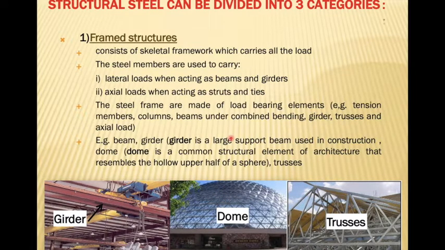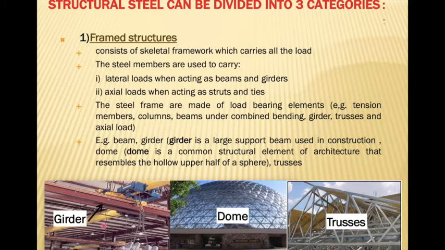Structural steel can be divided into three categories, whereby we can use steel in a variety of types of structures. The first one is the frame structure, right? When we talk about frame structure, usually we have these steels connected together. It consists of a skeletal framework which carries all the loads, right? You can see here, these are the examples.